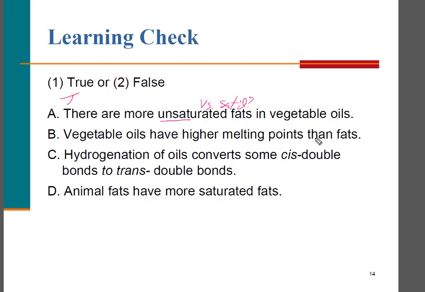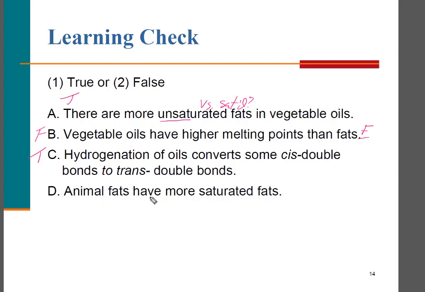Vegetable oils have higher melting points than fats. No, that's not true. That's false. Fats have higher melting point. So we'll put it here. False. Hydrogenation of oil converts some cis double bonds to trans double bonds. Yeah, that's that isomerization reaction, right? The partial hydrogenation, where the molecule reacts with the catalyst, but there's not enough hydrogen there, so it just converts to the more stable trans form, which is really bad for you.